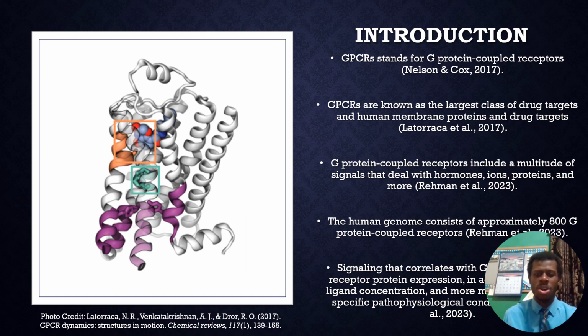We're also going to note right now that GPCR signaling ranges from photons and ions to proteins and much more. The human genome consists of approximately 800 GPCRs, or G protein coupled receptors, and that accounts for approximately 3% of the entire genes of the human species. The GPCR superfamily consists of subfamilies, which we will discuss momentarily.